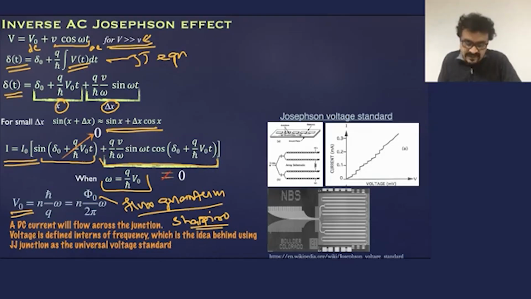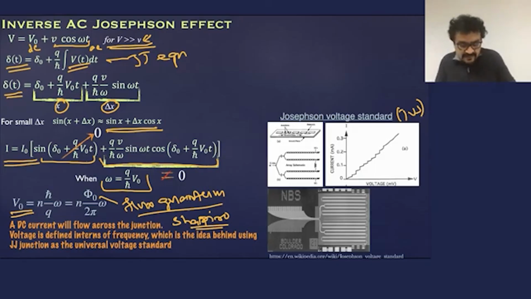So what this says is you can define the voltage very, very accurately if you define the omega. This phenomenon can be utilized for making a universal voltage standard, and that is what is being done to standardize the voltage. It's called the Josephson voltage standard, or in short JVS, that's what people call it.